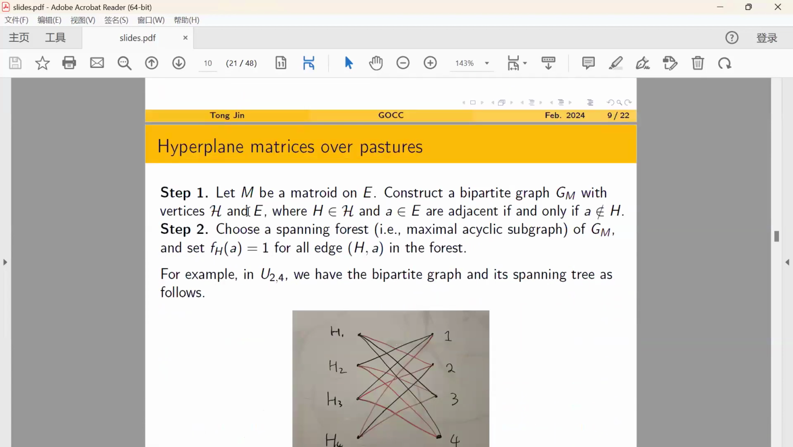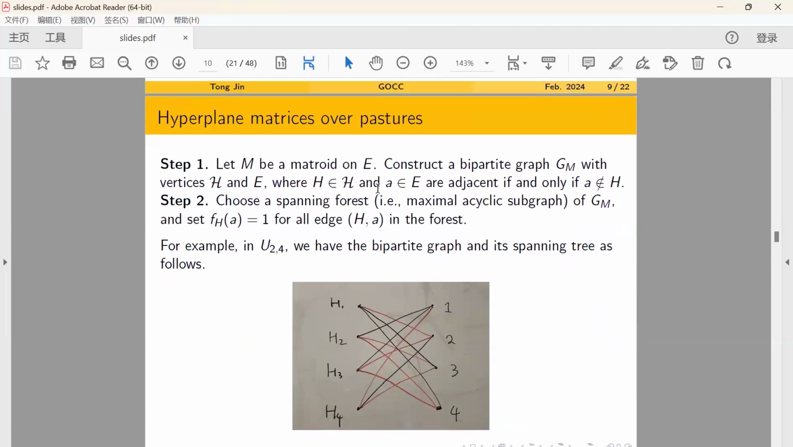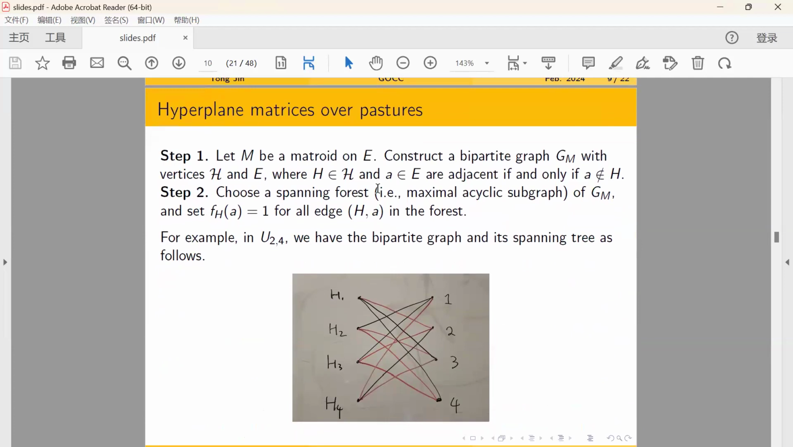So let's say I have a matroid M in general on some ground set E. We first construct a bipartite graph G_M. The vertices are the hyperplanes and the ground set E, where a hyperplane and an element are adjacent if and only if A is not in the hyperplane H. So that means our hyperplane function evaluated at A is not 0. So this is our bipartite graph for U2,4.